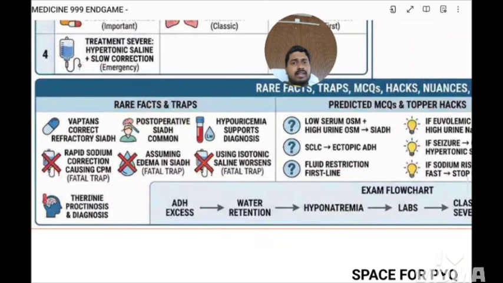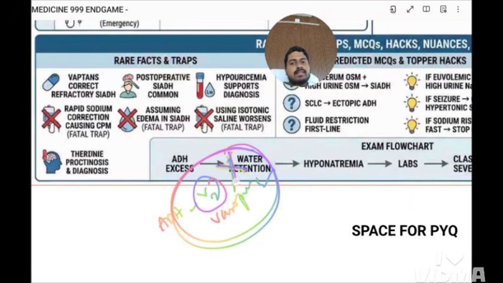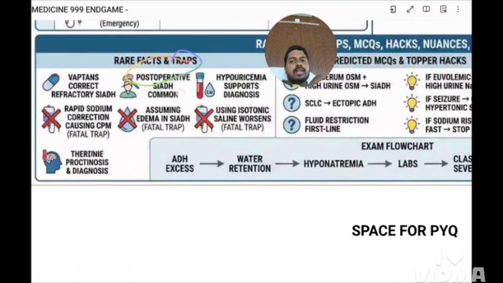So if it is SIADH, ADH acts on V2 receptors. These are vasopressin 2 receptors present in the kidney. So we can give something which blocks these receptors so that ADH action doesn't take place. That is known as Vaptans, and tolvaptan is the prototype drug. Next, post-operative SIADH is common, especially in neurosurgery, because around the pituitary gland there will be some reactive inflammation, as a result of which ADH is secreted in increased quantity. As a result, you will get SIADH.